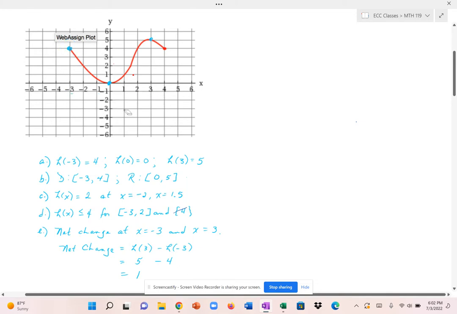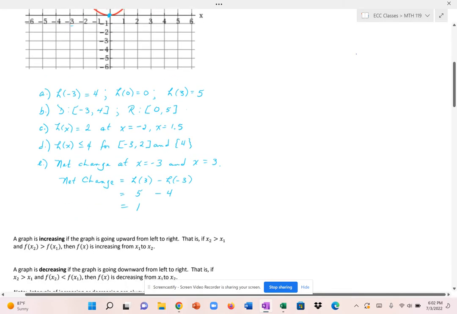Okay, so that answers the first question. So let's go on to the next example.